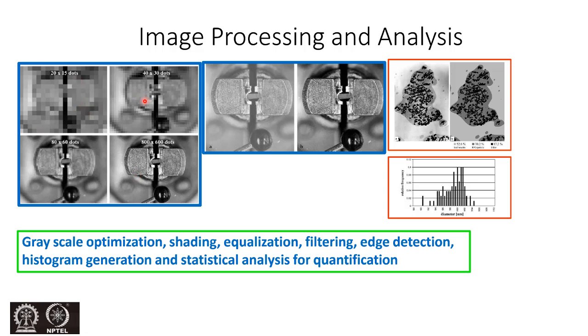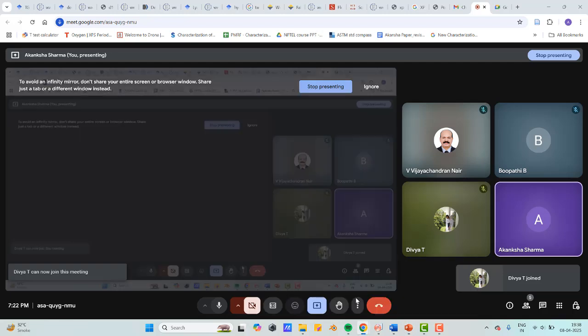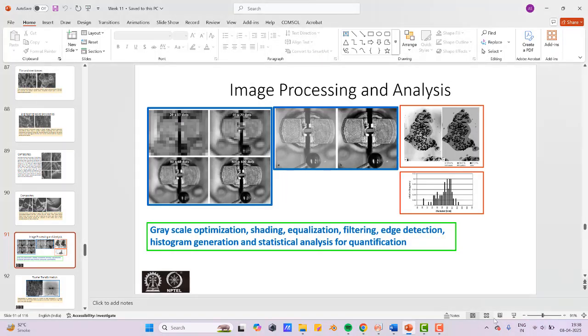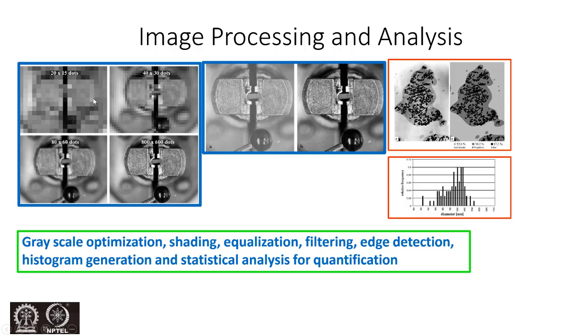So these are some of the images. When we have lesser resolution, this kind of image will be seen. But if we increase the pixel size, then we will get a better resolution with higher pixel size. And then we can change the contrast also. As you can compare the contrast here, this can be done.